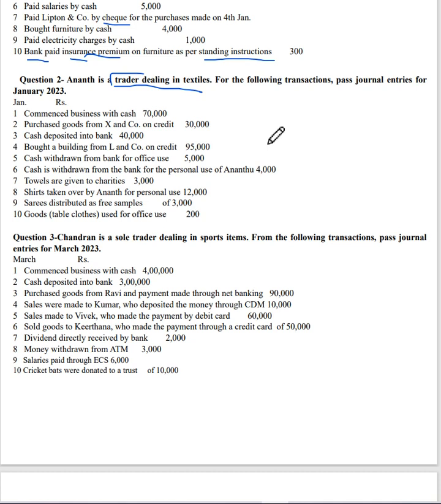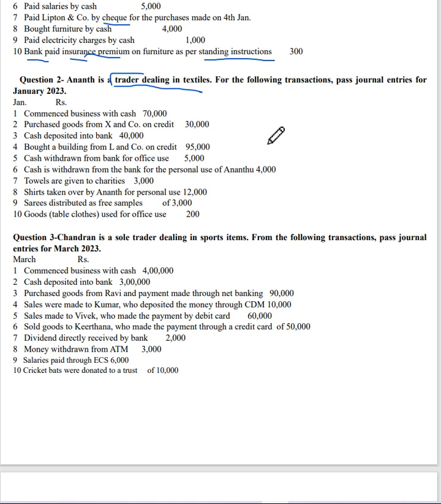Next, cash withdrawn from bank for office use. So here cash is withdrawn from the bank. So cash in the bank is reducing and cash in hand is increasing for office use, not for personal use. If it is for personal use, it would be drawings, but here they have specified it is for office use, hence it is a cash account and a bank account.